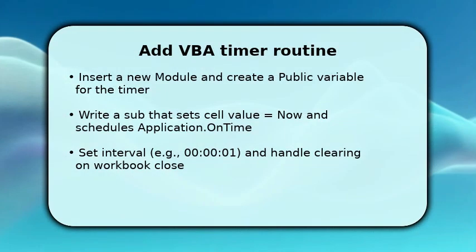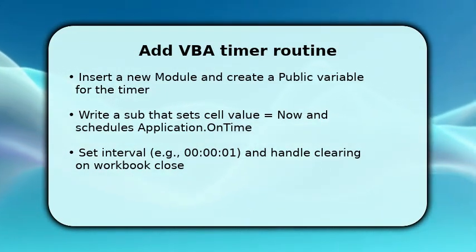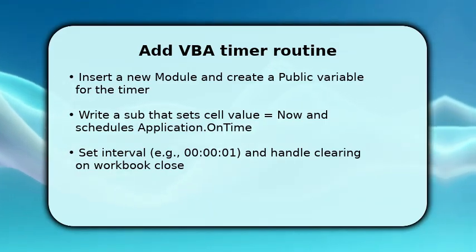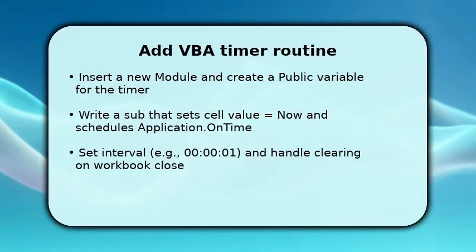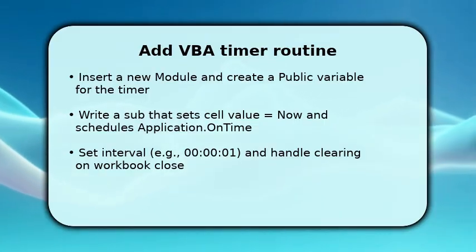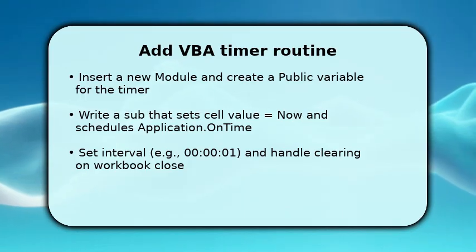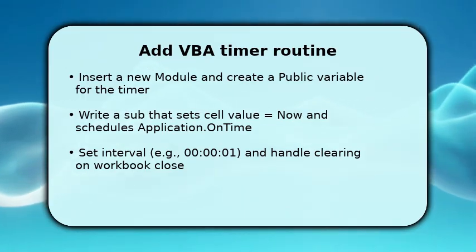Now you add the VBA routine that writes Now to the cell and reschedules itself. Inserting a module, define a public date variable to store the next run time, then write a sub that sets Range("A1").Value equals Now and formats as needed. Use Application.OnTime to call the same sub after a chosen interval, for example 1 second or 30 seconds. This keeps the display live.